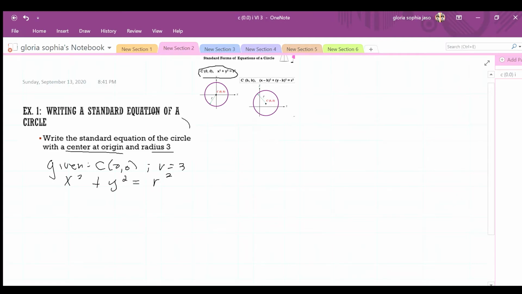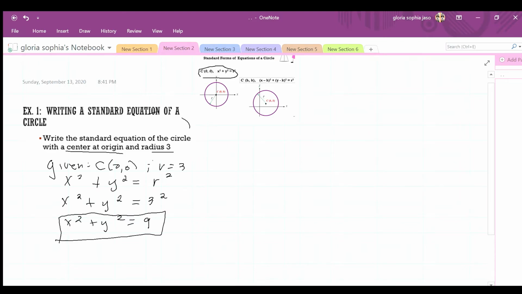So, very simple lang yung pag-write natin ng equation kapag ganito, kapag center at the origin at saka radius is 3. So, we will just substitute the value of r, which is 3. So, we have x squared plus y squared equals 3 squared. Simplifying 3 squared, that is 9. So, this is the standard equation of our circle. Now, we will graph our circle naman.